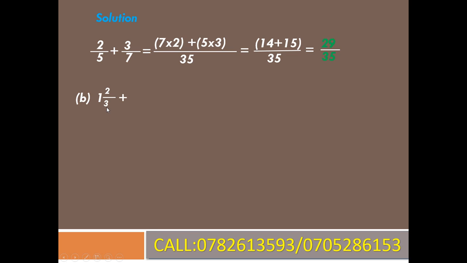Another example, 1 and 2 out of 3 plus 2 and 1 out of 4. Now you realize that these are actually mixed fractions. So to begin with, if you have mixed fractions, the simplest way would be to convert all the mixed fractions into improper fractions, and then the procedure will remain the same. So step 1, we shall change these mixed fractions into improper fractions, which we earlier discussed.